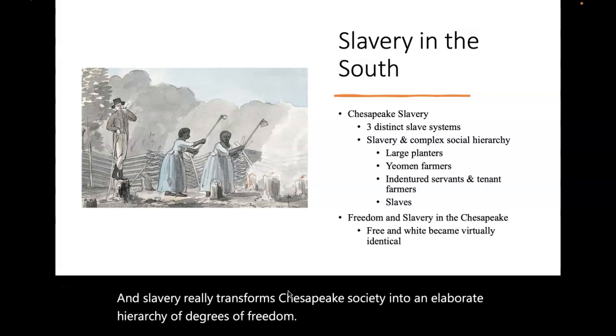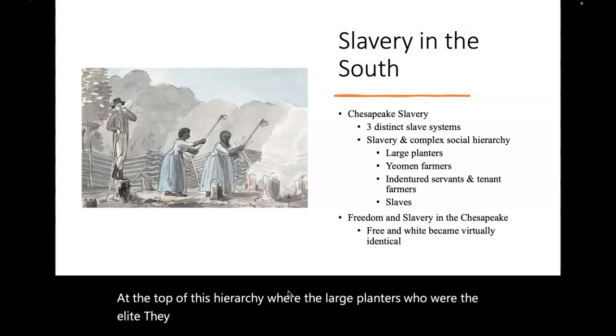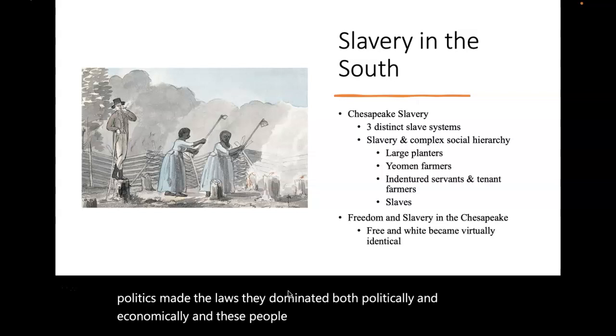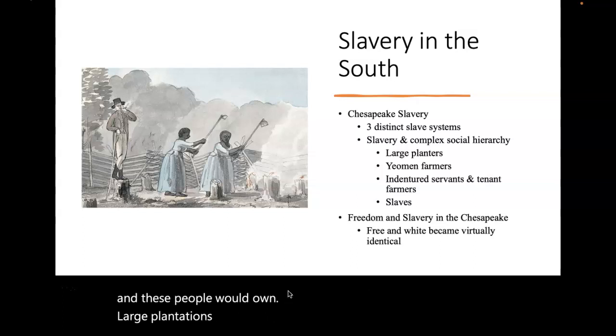At the top of this hierarchy were the large planters, who were the elite. They dominated society and trade. They were highly influential in politics, made the laws. They dominated both politically and economically. And these people would own large plantations and own, sometimes, hundreds of slaves.